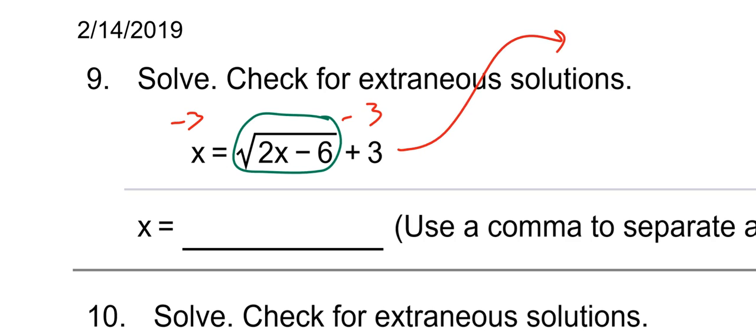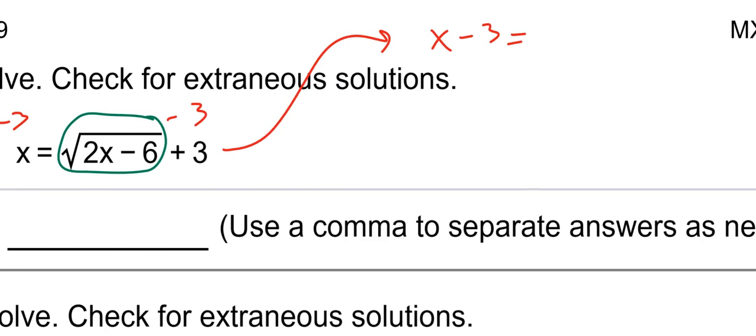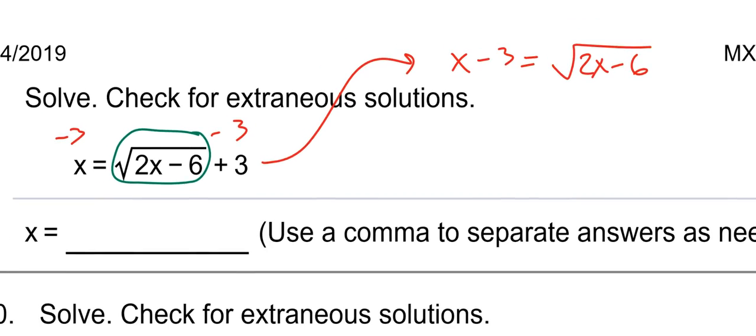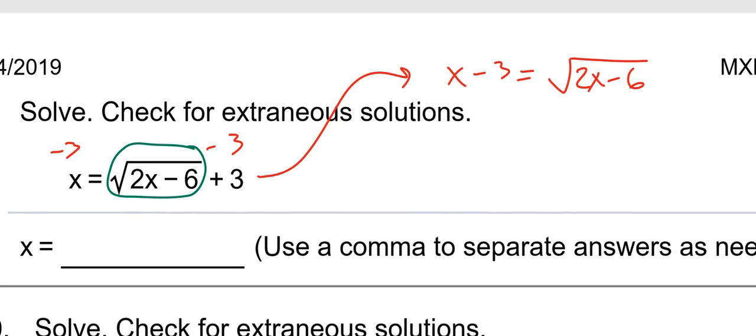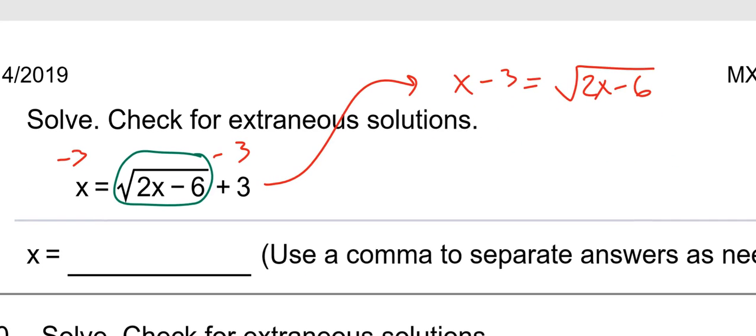Okay, now, if I do that, it says x minus 3 equals square root 2x minus 6. Is everybody with me to this point? We got the radical by itself. How do you get rid of the radical? How do we get rid of the radical? Square both sides. Whoops. Square it.